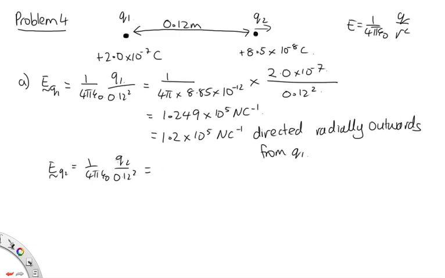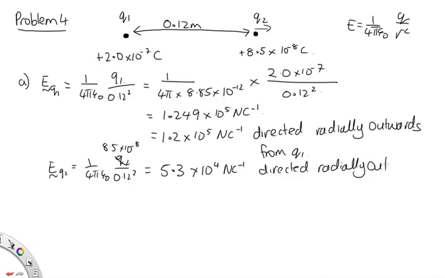So we substitute in the same here, except that we replace this 2.0 with an 8.5. So when you replace this with an 8.5 times 10 to the minus 8 and solve it on the calculator, you end up with 5.31, so 5.3 times 10 to the 4 newtons per coulomb, and that's directed radially outward from Q2. And you could also say it's directed along the axis joining these two. There's many ways to describe that direction.